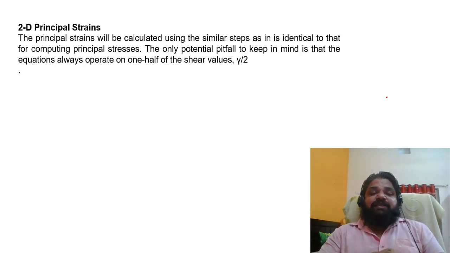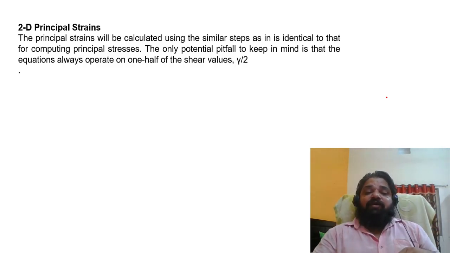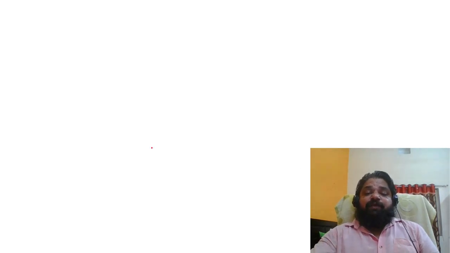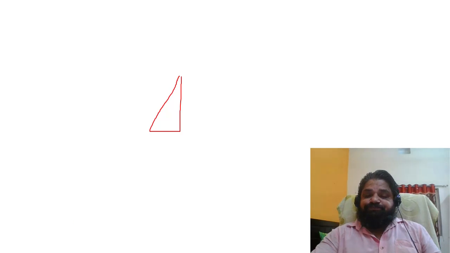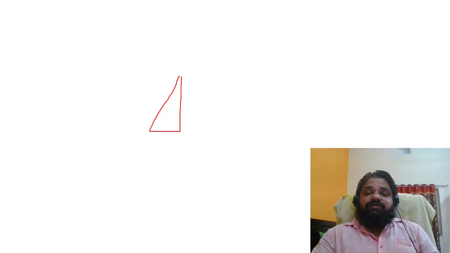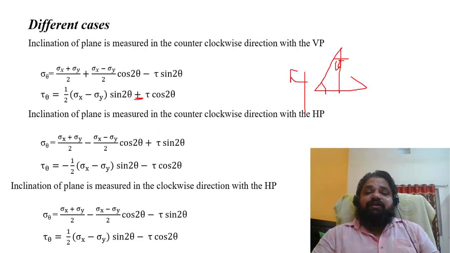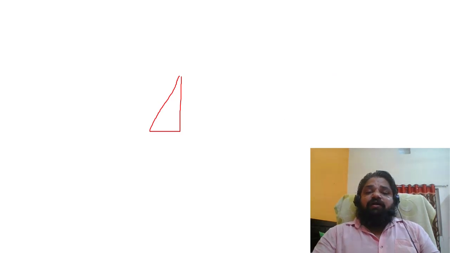So before going to the principal strains, I'll talk a little bit about this. If I have this normal stress, as I said, I started with the plane which is theta, but I reached 2 theta. Where from? I'll give an example. Initially, when we started, let's say the triangular element, and the triangular element has theta taken, and sigma x in this direction, and sigma y in this direction.